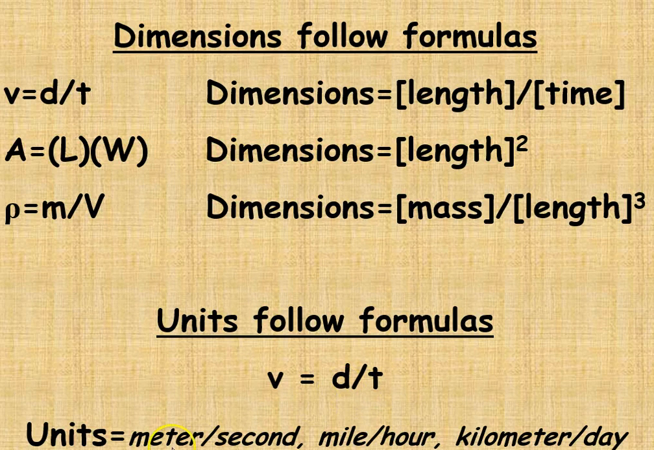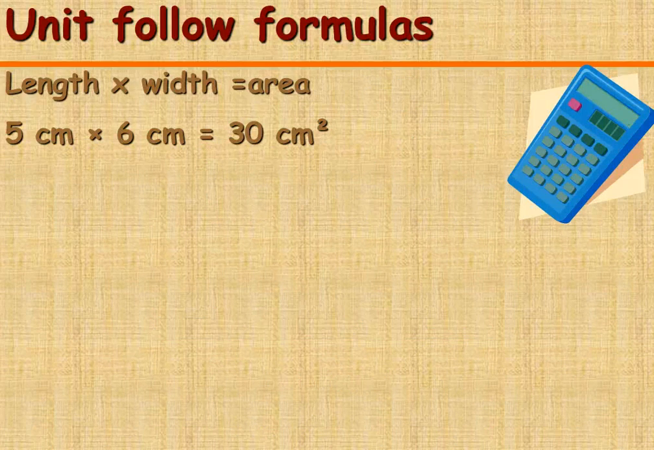So you can have units of meters per second, miles per hour, kilometers per day, inches per year, whatever you'd like. There are probably thousands of things that you could come up with. And notice that in each case, the units are always units of length divided by units of time. Okay, so the units always follow the formulas. Here's a couple of examples of what we mean by units following formulas.